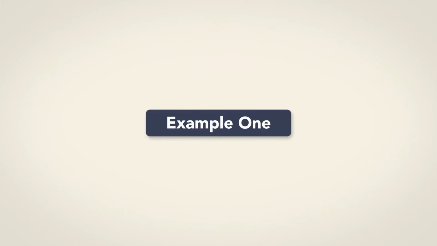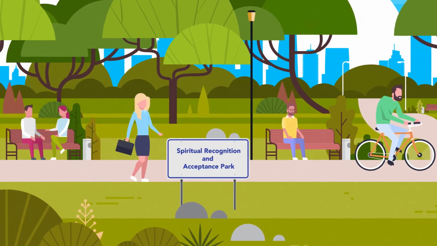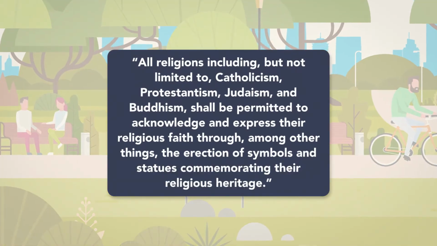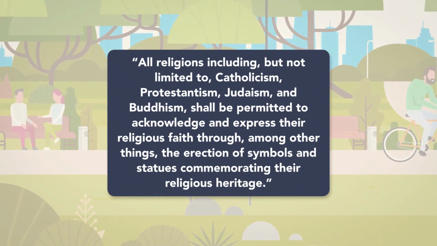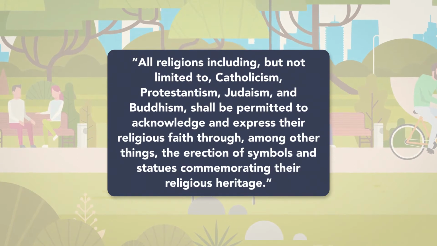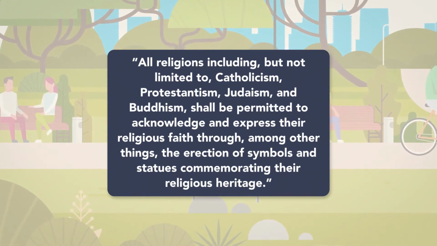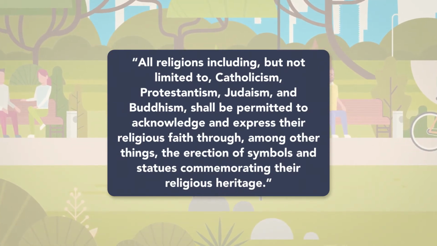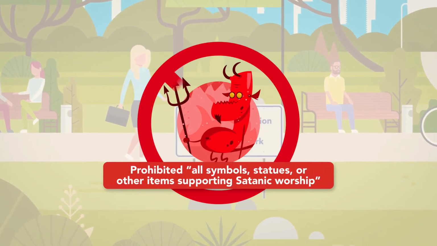Consider the following examples. Example 1. A state passed a law authorizing construction of a park dedicated to spiritual recognition and acceptance. The law provided that all religions, including but not limited to Catholicism, Protestantism, Judaism, and Buddhism, shall be permitted to acknowledge and express their religious faith through, among other things, the erection of symbols and statues commemorating their religious heritage. The law contained an exception, however, that prohibited all symbols, statues, and other items supporting satanic worship.